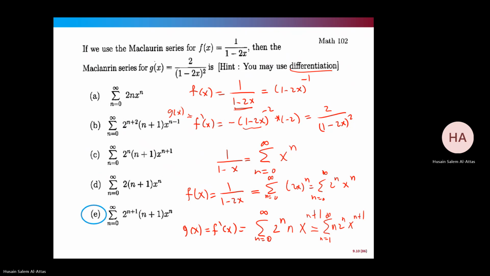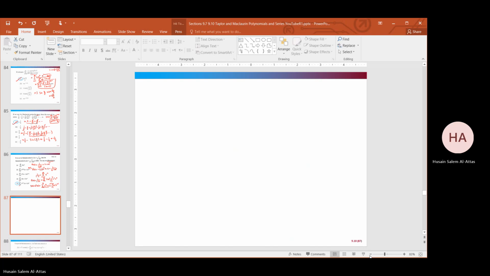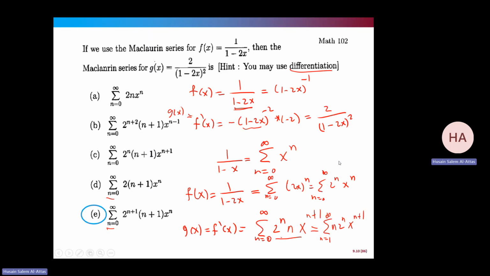But I have all the answers starting at n equals 0. But this is not one of them. Okay. So I need to rewrite this one. Let me give it more space. Look, I need to rewrite this one.